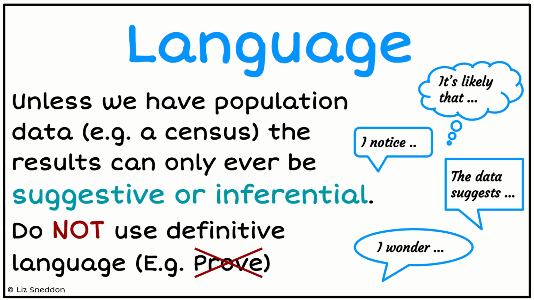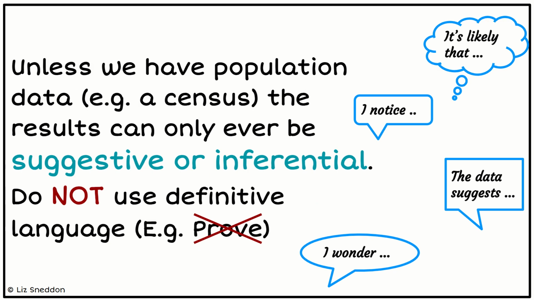So be very careful not to use definitive words like prove. This proves that. We can't talk about that because we only have sample data. And so there's a little reminder, the results of this can only ever be suggestive or inferential.